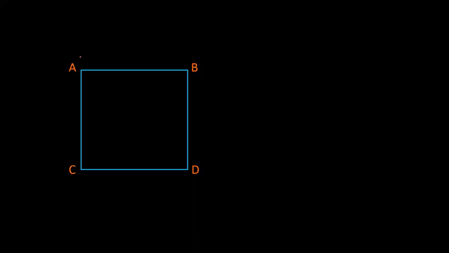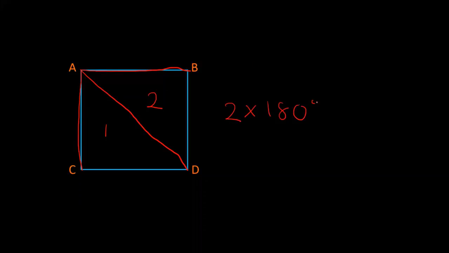First, we pick a vertex. I'm going to start with A, and we're going to draw a line segment connecting this vertex to every other vertex in the square. So I'm going to go from A to C, and then A to B, and lastly A to D. How many triangles have we formed? We have 1 and 2. That means a square has 2 times 180 degrees, or 360 degrees.